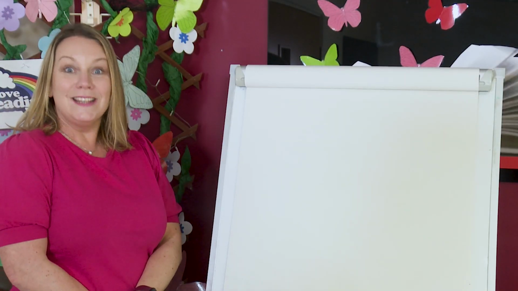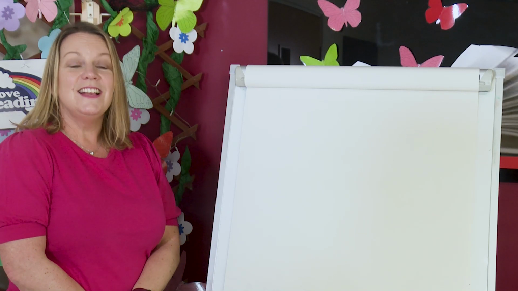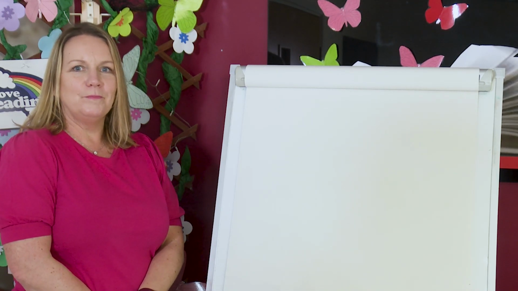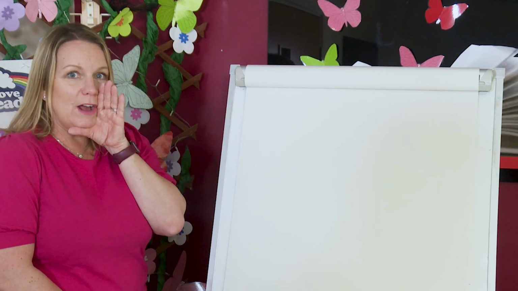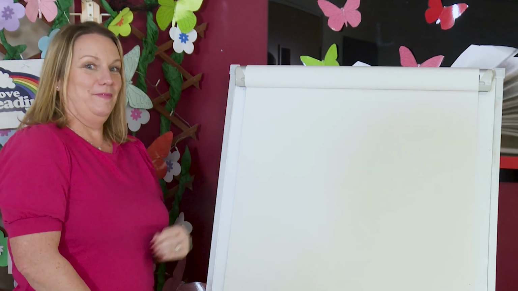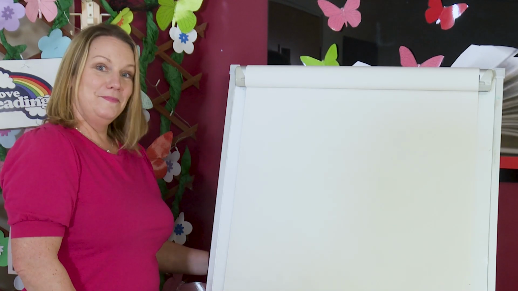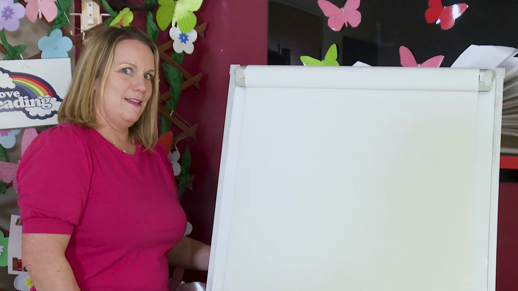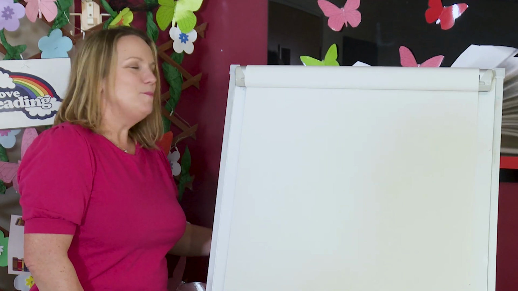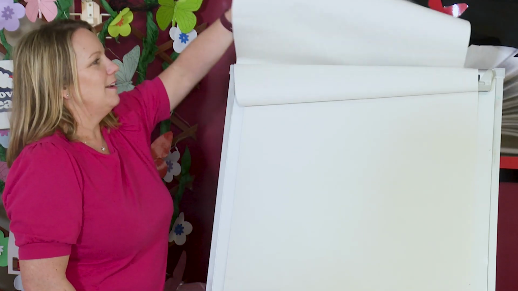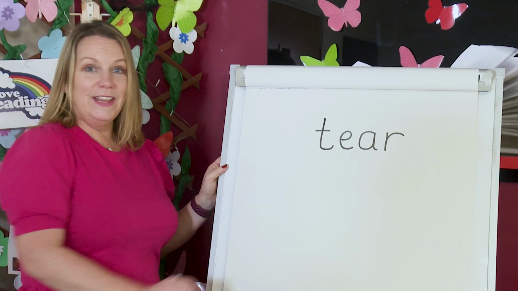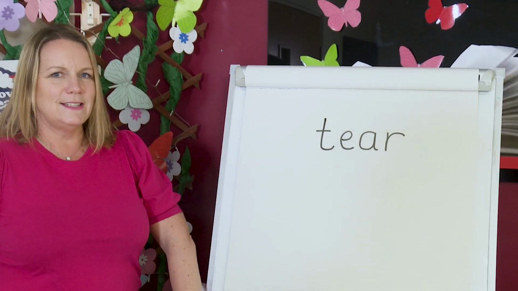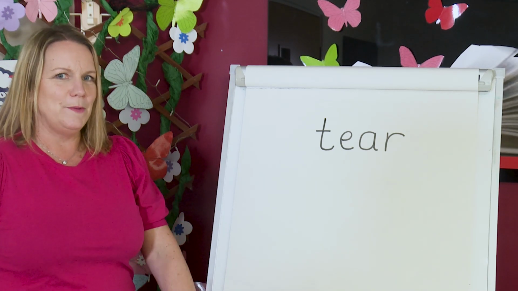Now you have a go. Say the word. Say the sounds. Write them down. Don't forget the trigraph. Okay, are you ready to check our spelling? Brilliant. You show me your spelling. Did you get it right? T, air, tear. Brilliant. Now let's spell a tricky word.